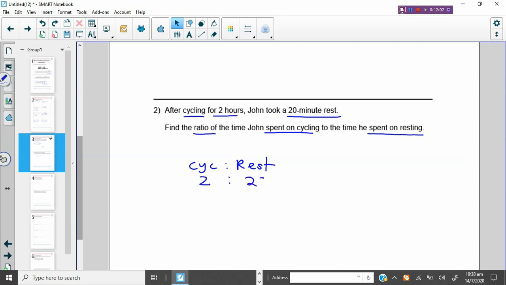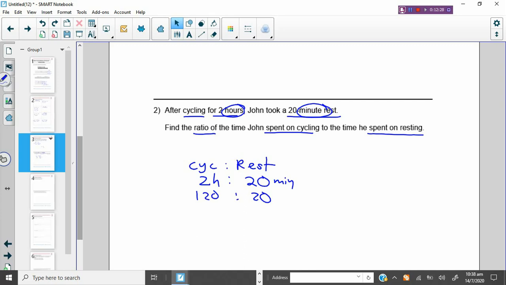Now if you write 2 is to 20 like this, that's a mistake. Because if you look at the units, can you see the hours and the minutes? So you will have to change them to make them the same units. If this is 2 hours and this is 20 minutes, what must you do? You have to change the 2 hours into minutes. So that will be how many minutes? That will be 60 times 2, which is 120 minutes, and then here remains the same.